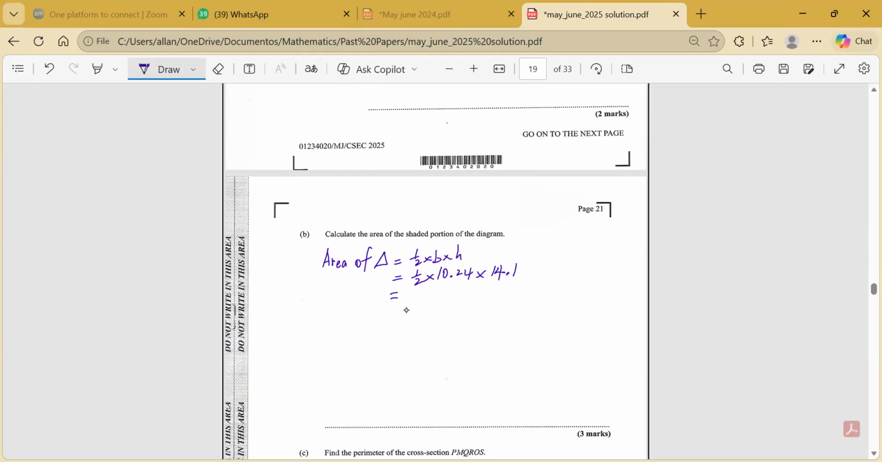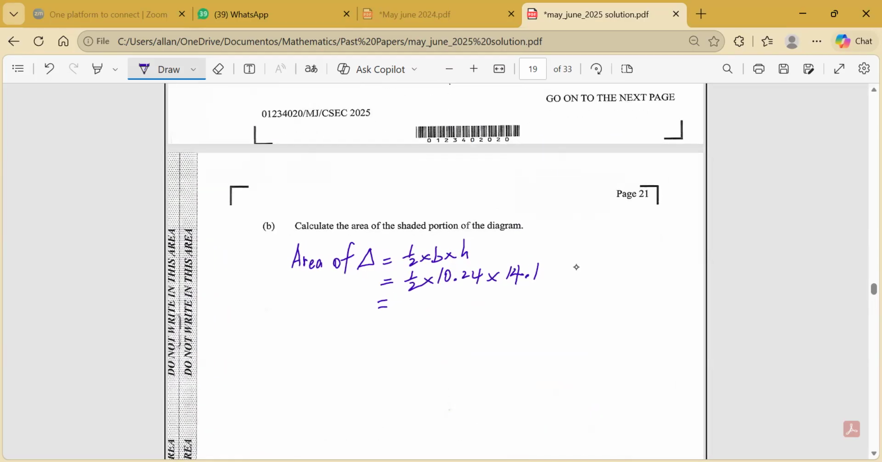A half multiplied by 10.24 multiplied by 14.1. Please give me the correct answer quickly. Garcia, correct, two decimal places. Sienna, correct. So when you work that out, you get 72.19 meters squared. Right. So we want to work out the area of the half circle.